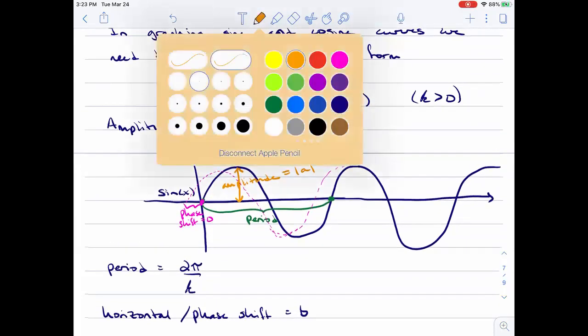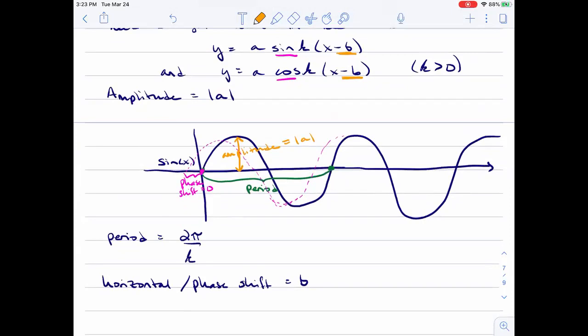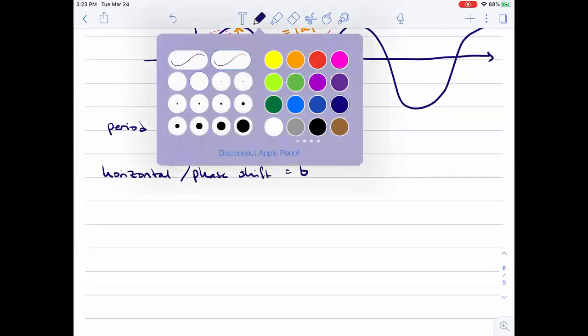One thing to keep in mind is that you've got minus B in here. And so if you've got something like x plus 2, then B would actually have to be negative 2. And so I'll put it in a different color.